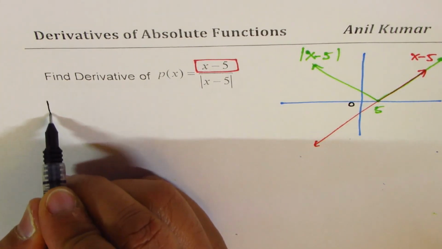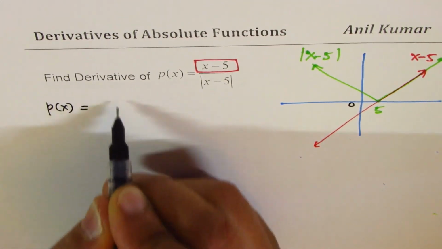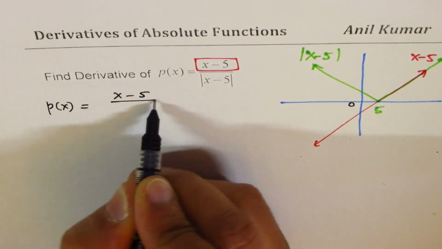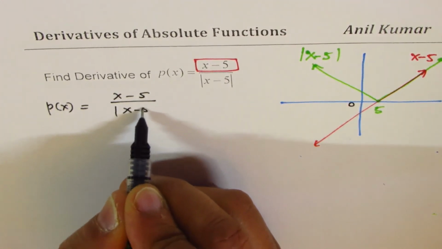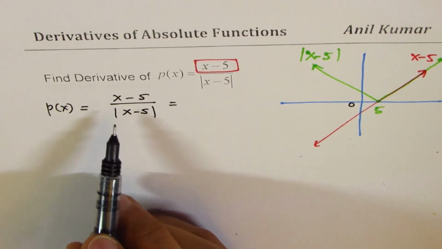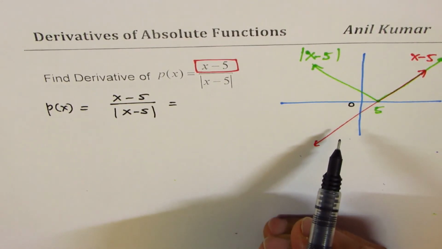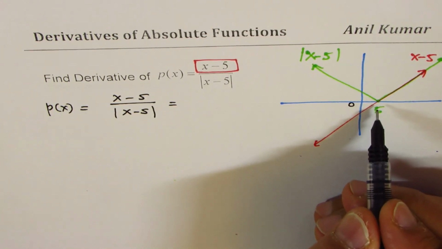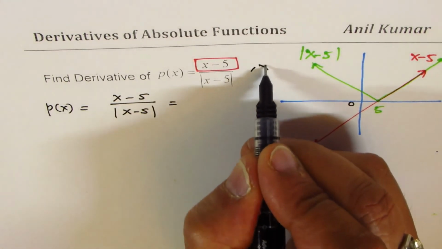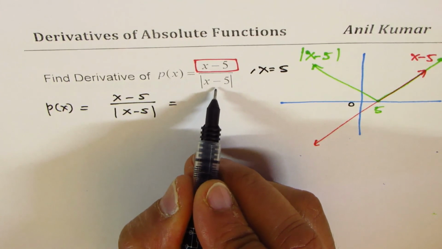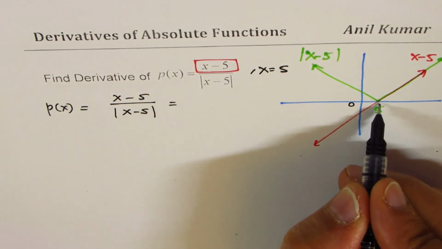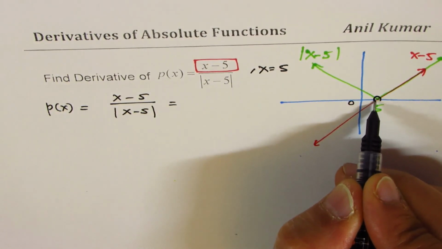Now the idea is, what is p of x? Now p of x is x minus 5 over absolute value of x minus 5. As you can very clearly see, we cannot have x equals to 5 since the denominator cannot be 0. So this point is kind of a hole, right?